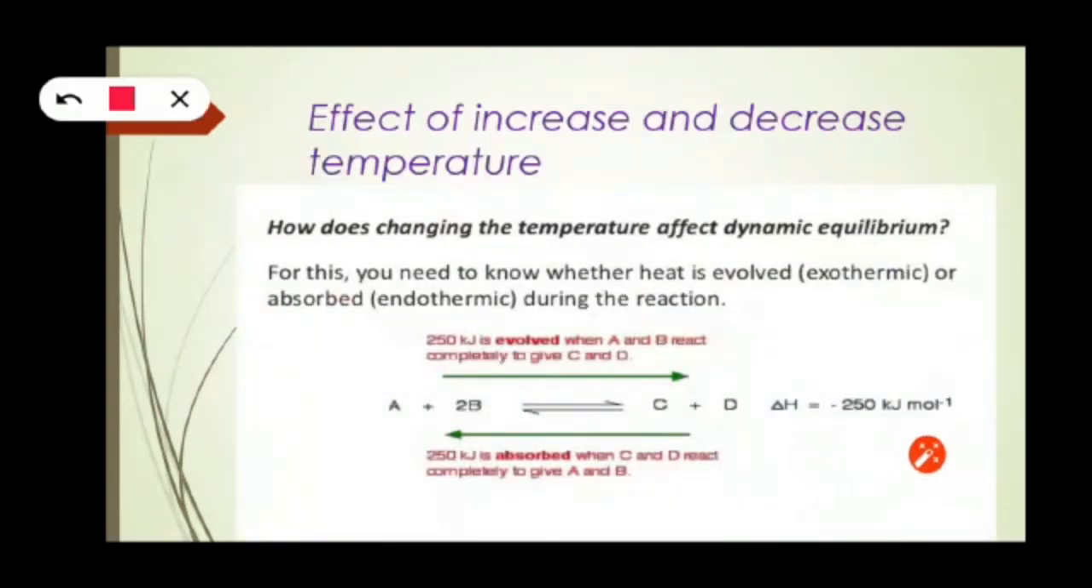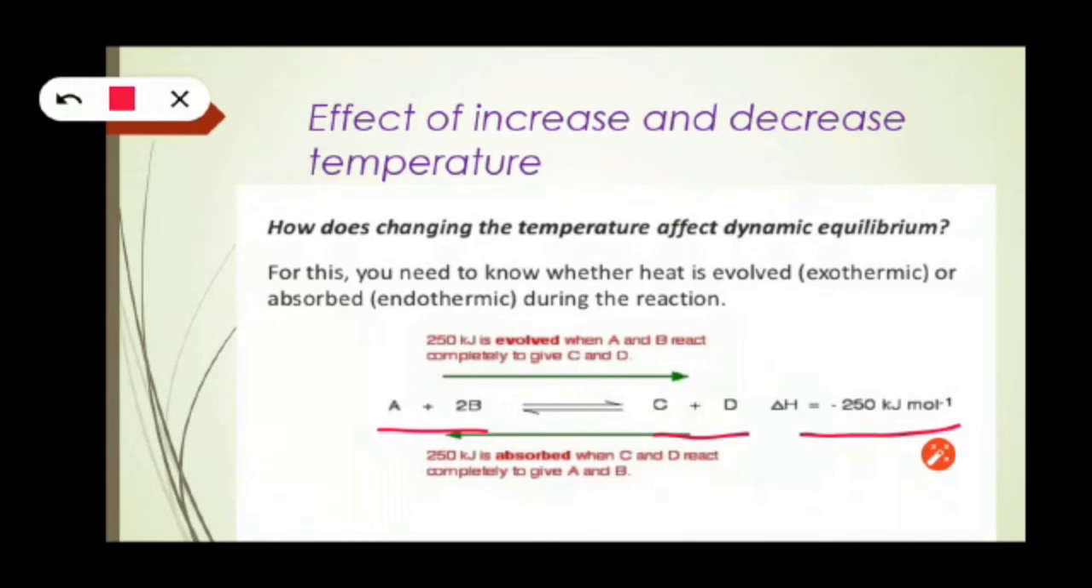Now to understand the effect of increase and decrease in temperature, let's take an example. You can see an equilibrium reaction in which A and B react together to form C and D. The reaction is exothermic. Delta H is minus 250 kJ per mole for this particular reaction.